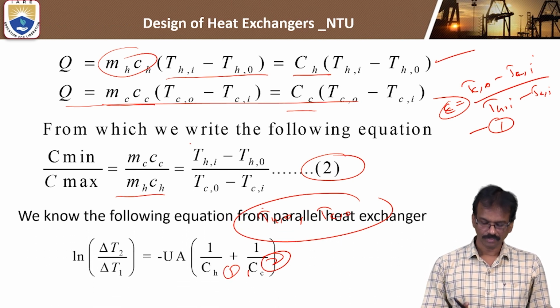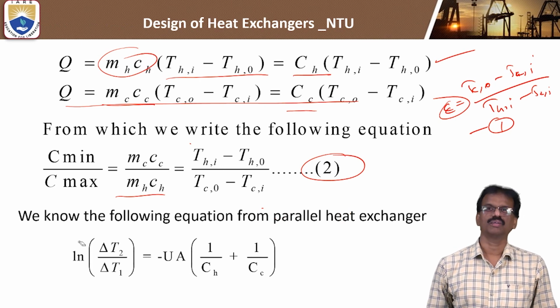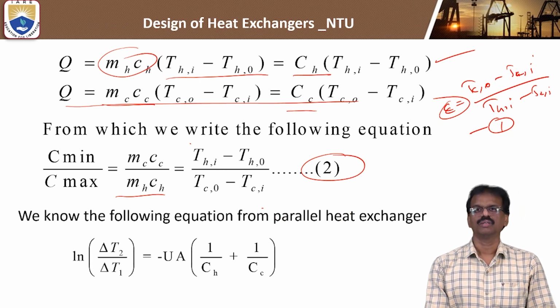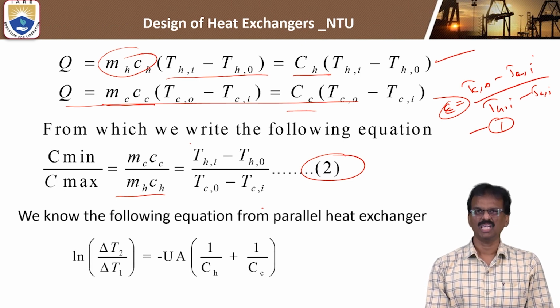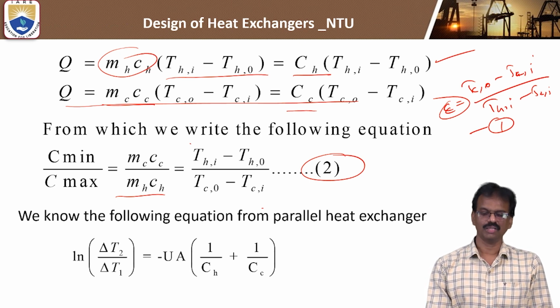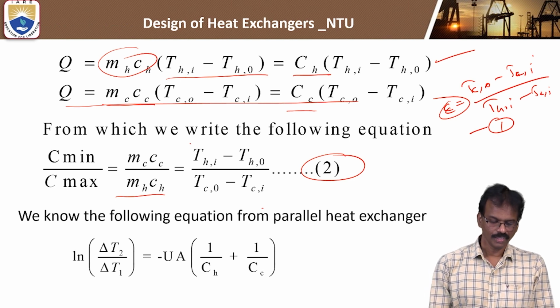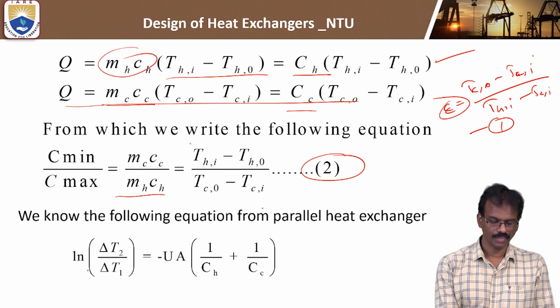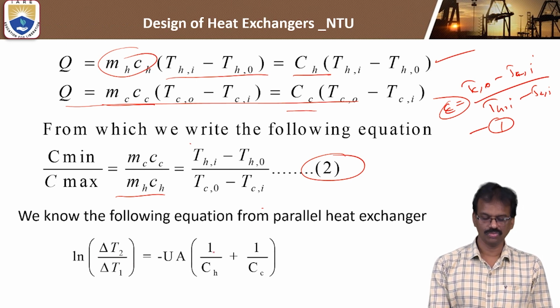Now we'll see this formula, which we already derived in the LMTD method. I'm taking that formula directly. If you have any doubts, you can refer to the LMTD method for the design of heat exchangers, especially the parallel flow exchanger, and also the counter flow exchanger. So ln of delta T2 by delta T1 is equal to minus UA into (1 by CH plus 1 by CC). You know this formula.